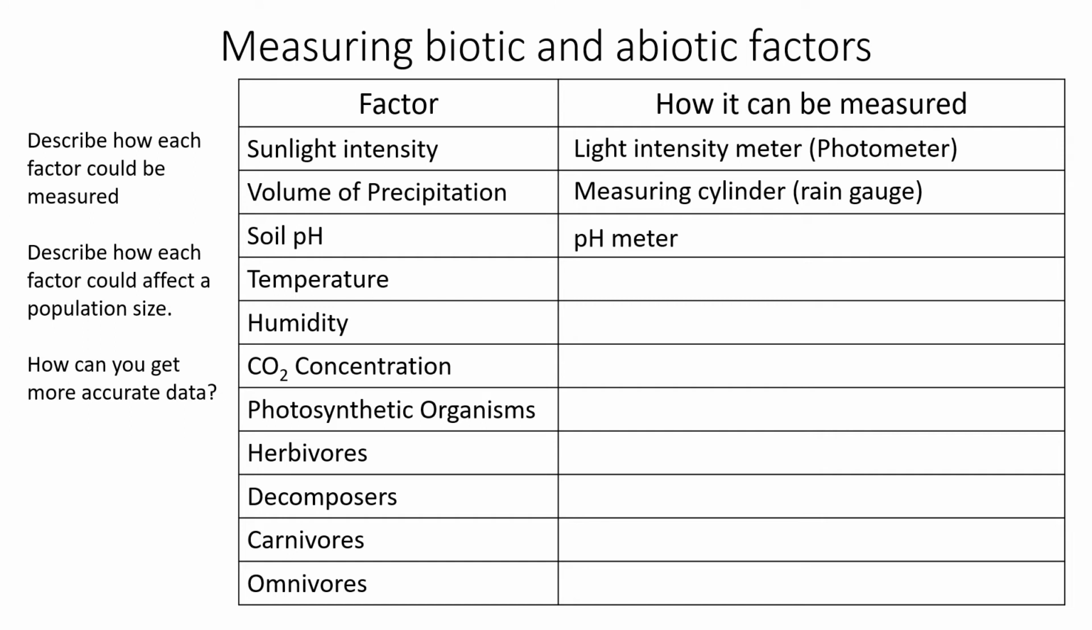For soil pH, we use a pH meter. Temperature, I hope everyone would get, is a thermometer. Humidity is what we call a hygrometer. CO2 concentration is a CO2 meter. You might start to see a pattern at this point.